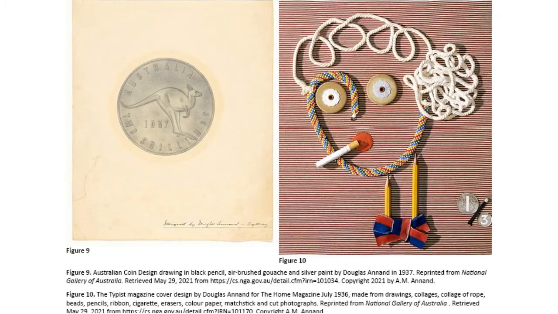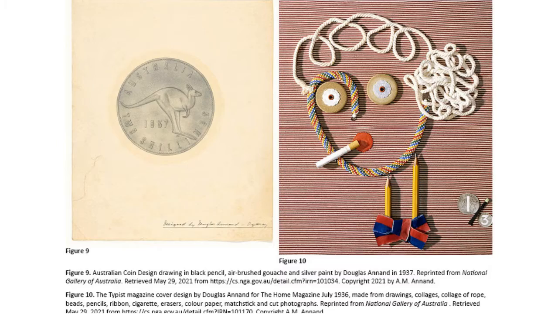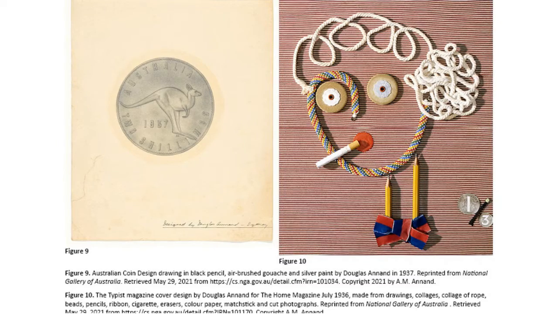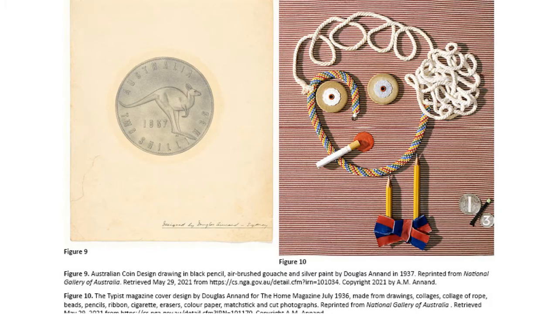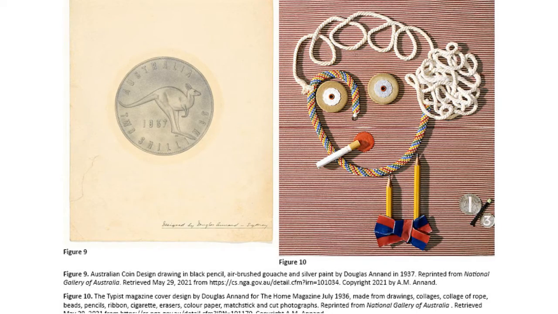He created magazine cover designs and was principal designer at the Australian Pavilion at the New York World Fair in 1939. A key design philosophy of Douglas Annand was he was concerned more with art and aesthetics than commercialization.